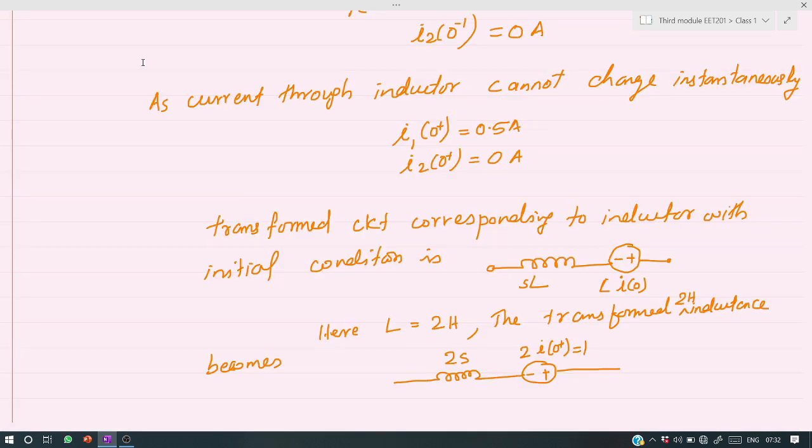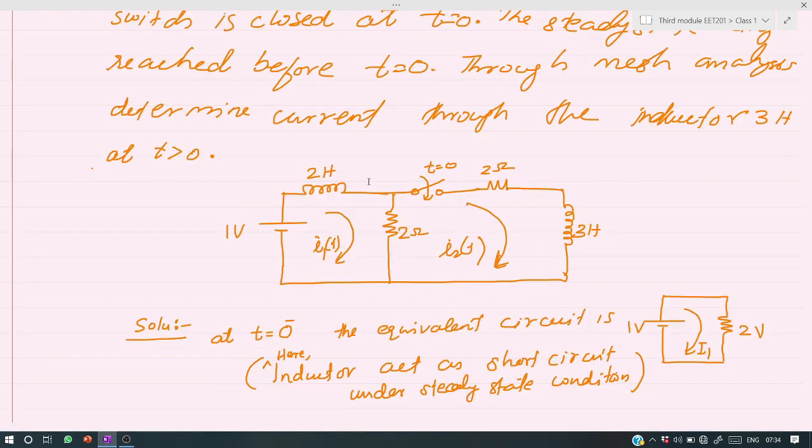We know the equivalent transformed representation of an inductor contains an inductor with a value S into L in series with a voltage source L into I0 with opposite polarity, as shown here. Here our inductance value is 2 Henry and I0 is obtained as 0.5 ampere. Therefore, S into L becomes 2S and L into I0 becomes 2 into 0.5, that is 1.